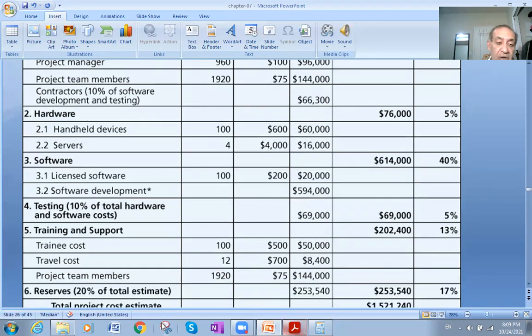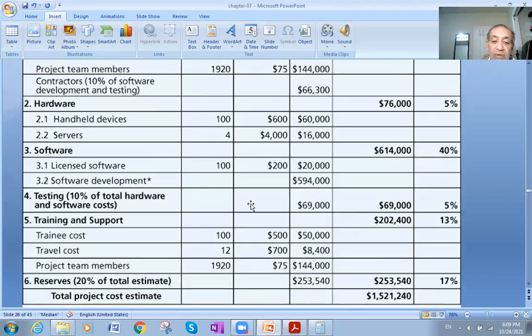So again, also training and support, you will now get the trainee costs. We have 100 trainees, and each one will cost us about $500 per hour. That will cost 50,000, plus the travel cost for 12 persons. The travel cost per person is 700.